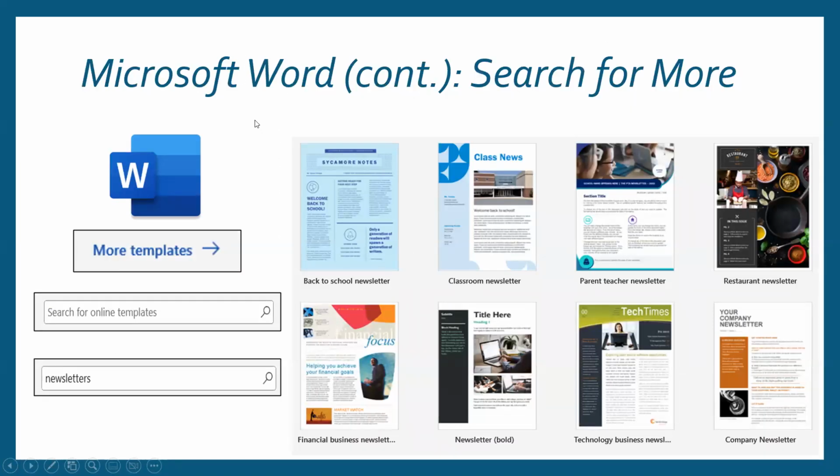So there are more templates. Okay, so again, if you're on Word and you want to search for specifically a newsletter template, what you're going to do is click on that more templates link that I showed you. It's typically on the right hand side when you open Word. Click on more templates, and then on the next page where it says search for online templates, click on that and type in newsletters. You can use that search bar.